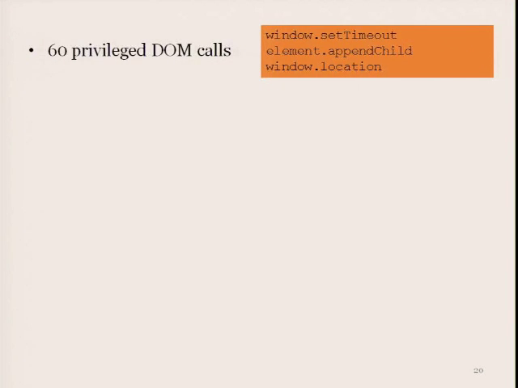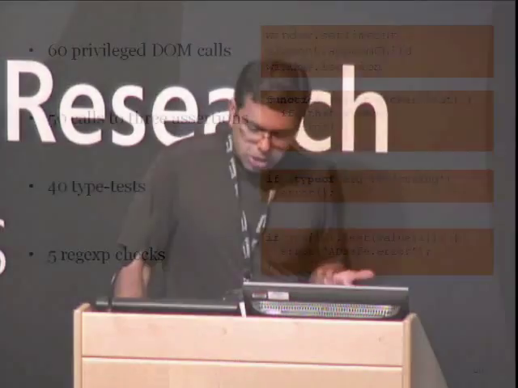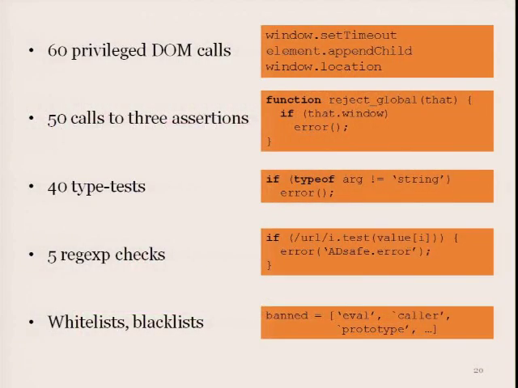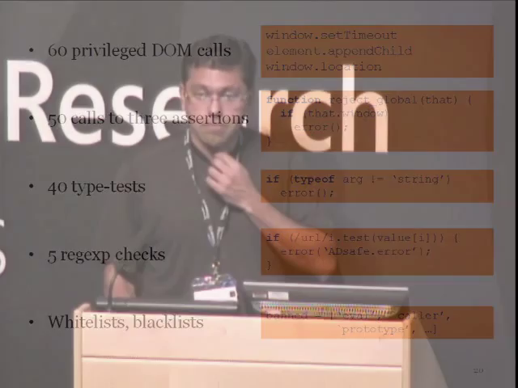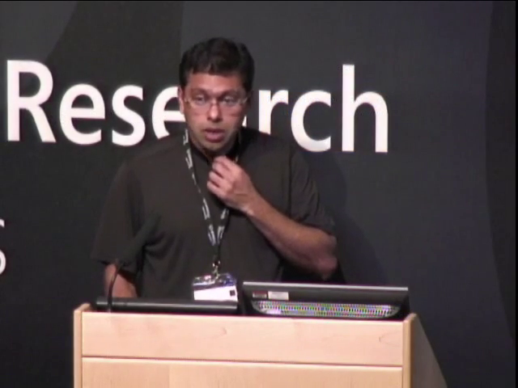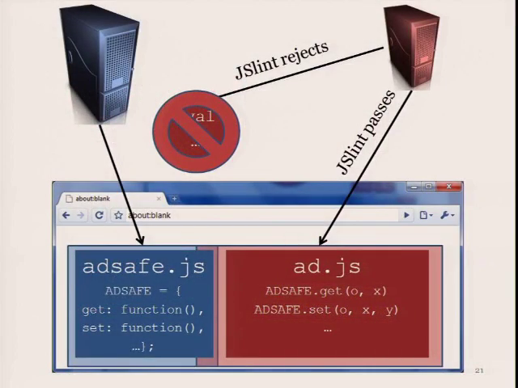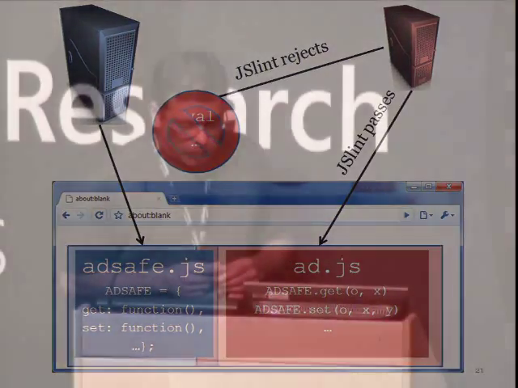So here's the structure of ADSafe. I've given you a high-level overview of how it works. There are lots of entry points. There are these DOM calls that you need to check for. There are various assertions, type tests, regular expressions. So it's a chunk of messy code, and that's what we want to set out to verify. Do not do these things. It has both blacklists and whitelists, but in particular, it has blacklists that you want to check for.